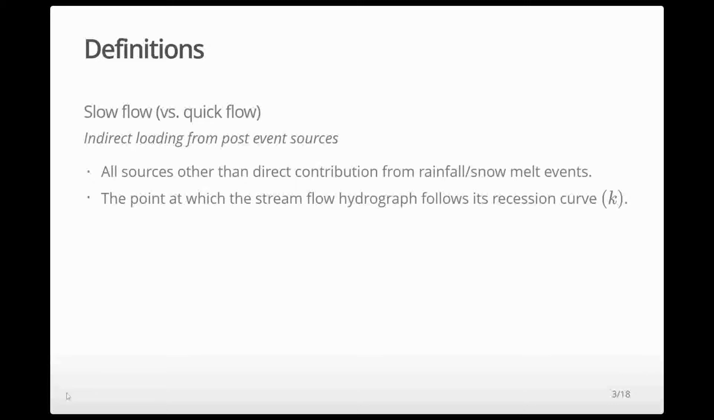Before proceeding, I'd like to go over some terminology that I'll be using frequently throughout this presentation. The first is the concept of slow flow versus quick flow. Slow flow being that signature of the hydrograph that is not apparently related to any direct contribution from a runoff event, such as a rainfall or snowmelt event. From the hydrograph's perspective, this is when the hydrograph starts to recede at the rate defined by its recession curve. Most hydrographs have a well-defined recession curve that is indicative of the hydrology of its watershed.